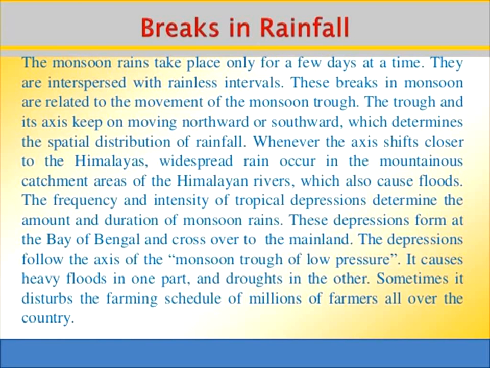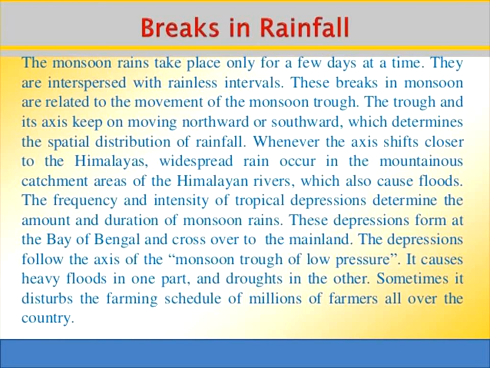The frequency and intensity of tropical depression determine the amount and duration of monsoon rain. That is the main thing you can say. Most probably this depression is created based on the low pressure area and high pressure area between the land and sea region. This depression forms at the Bay of Bengal and crosses over to the mainland. That is the main thing.